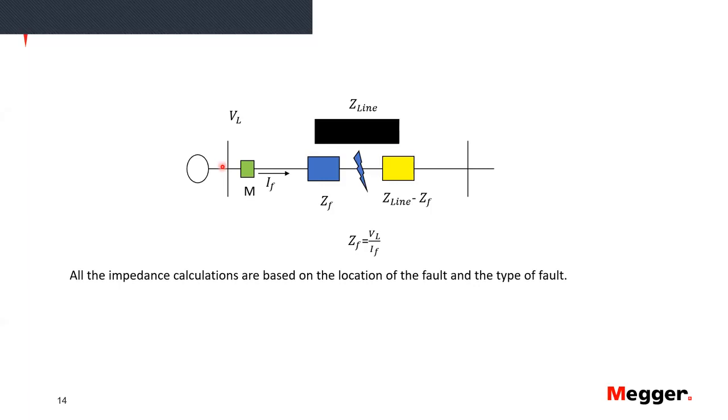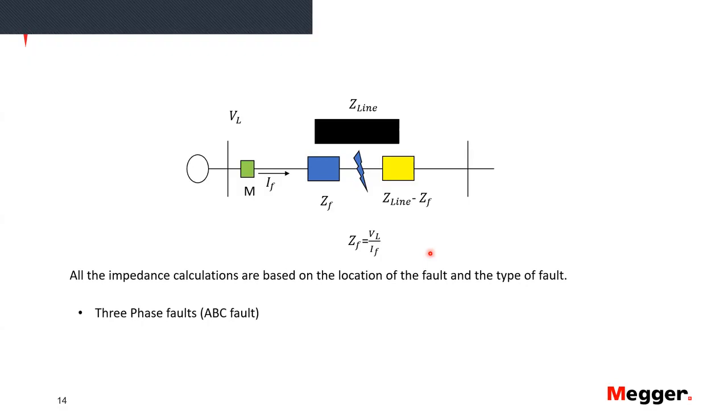Now, we're talking about impedance calculation. Ohm's law tells us that in order to get impedance, you need both voltage and current. You divide them, you get impedance. All the impedance calculations are based on the location of the fault and the type of fault. Why? We're going to see right now that for different types of faults, we're going to have different equivalent circuits, and therefore different impedances for faults that happen in the same place.